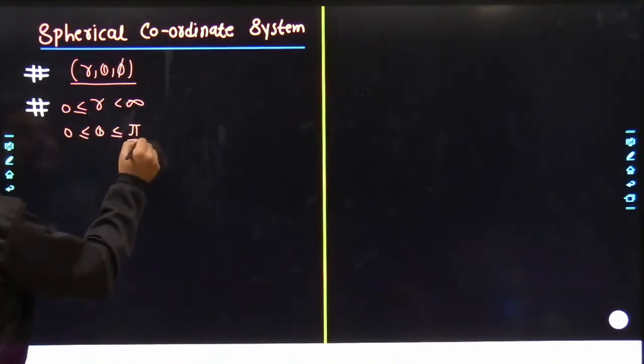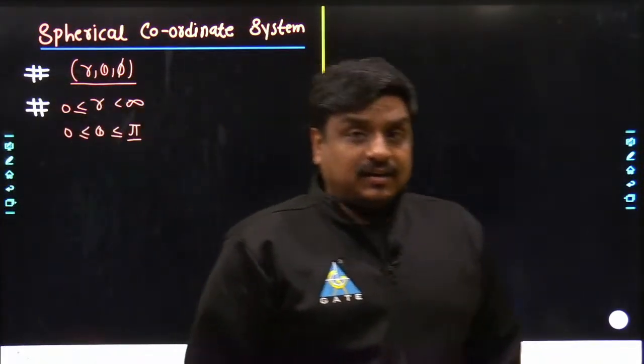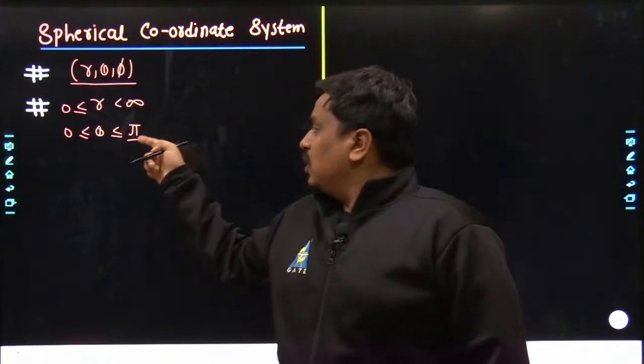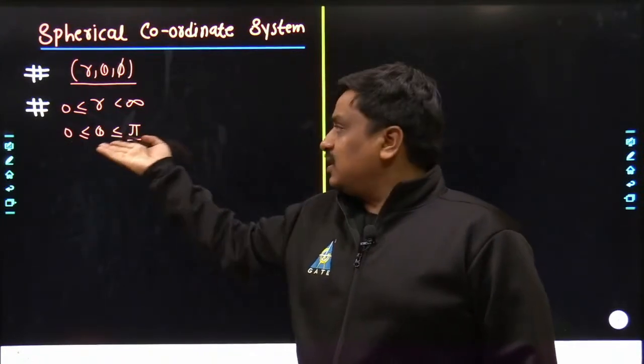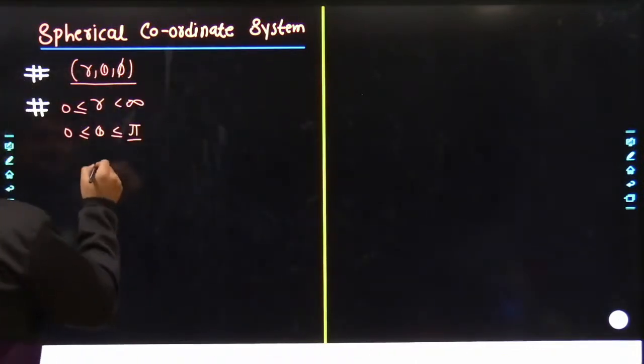Many of the students do have one doubt: sir, why doesn't theta go from 0 to 2 pi as phi does? No, theta would go from 0 to pi, and we will see why theta has the range from 0 to pi alone. Once we are done with this, we would be discussing phi.